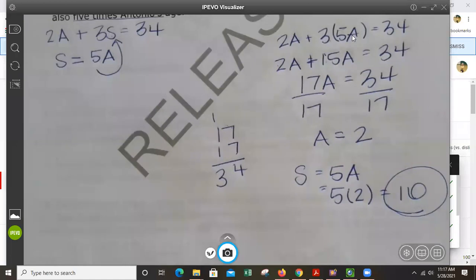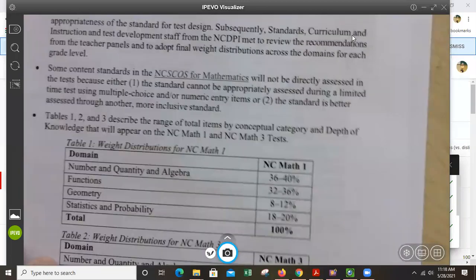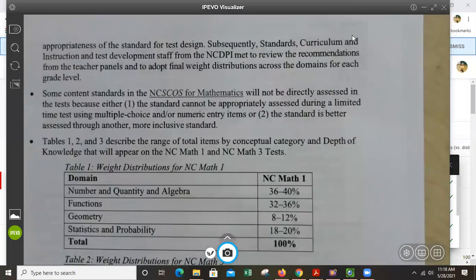All right. Stay with me. I know we didn't finish all of these. It's okay. I got to the ones I needed to get to. We're going to go over the test specs really quick, just so you know what you're looking at. So here's what you got for Math 1. Number and quantity in algebra, which is solving equations like we've been doing, is 36 to 40% of your test. That means about 20 to 25 questions.